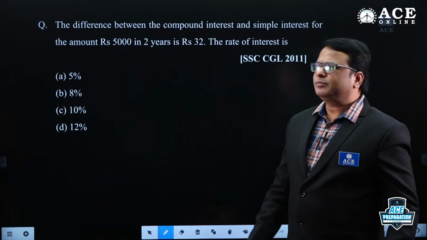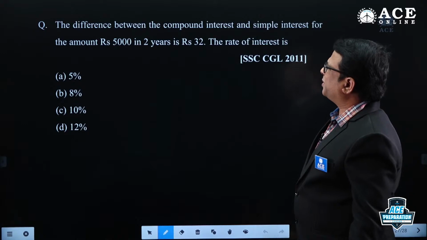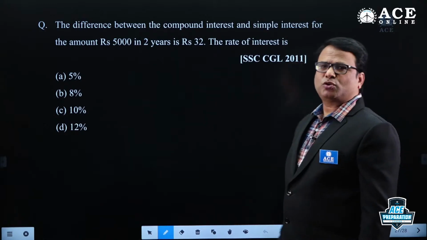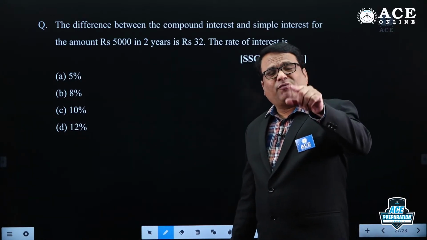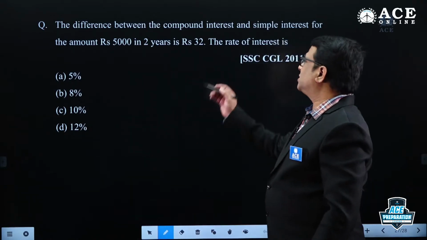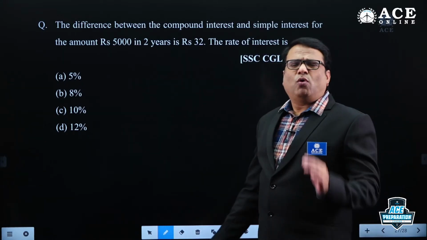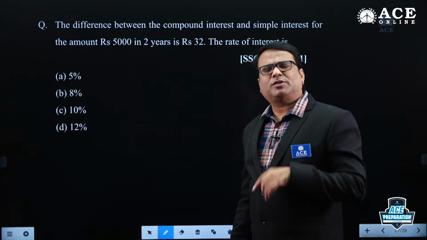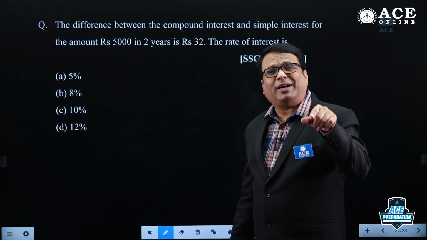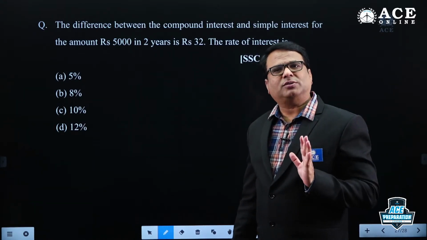The difference between compound interest and simple interest for the amount rupees 5,000 in 2 years is rupees 32. What is the rate of interest? So once again, the difference between simple interest and compound interest for 2 years is given. How much is that difference? 32 rupees. Then what is the rate of interest? What is the difference between this problem and the previous problem? In the previous problem, rate of interest is given and we were asked to find the principal. And in this problem, principal is given and we are asked to find the rate of interest.